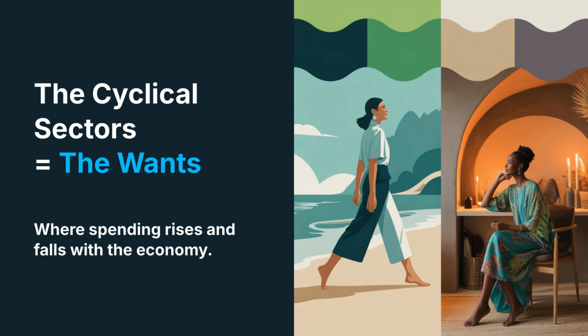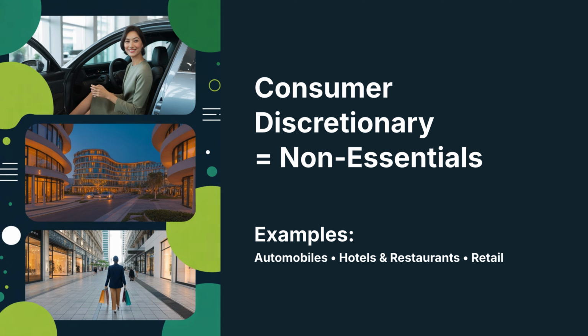The perfect example of a want is the consumer discretionary sector. The Database of Business Ethics puts it perfectly. These are items that are not necessary for survival. We're talking industries like automobiles, hotels and restaurants, and specialty retail. That new car, that vacation, that fancy dinner, it all lives here.